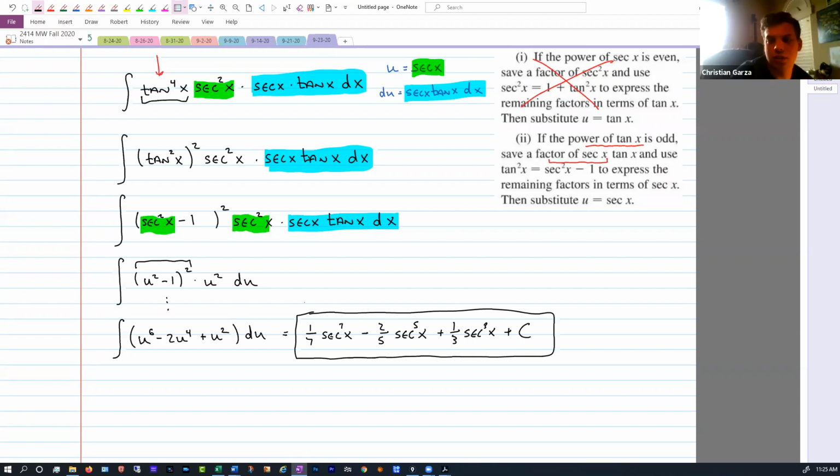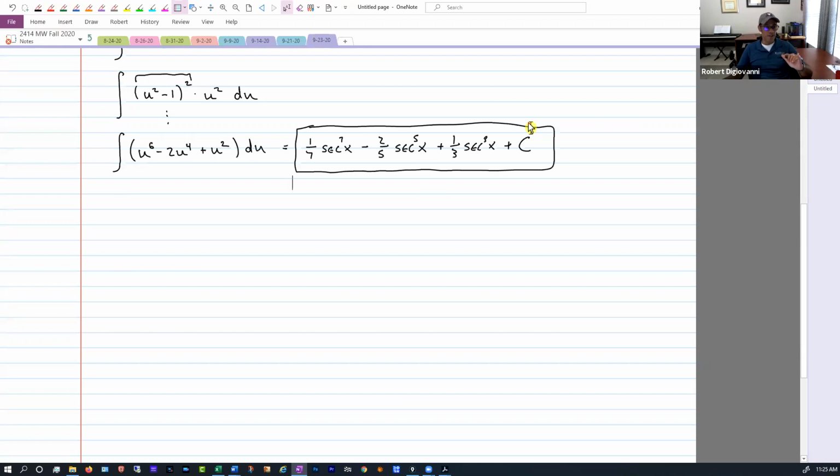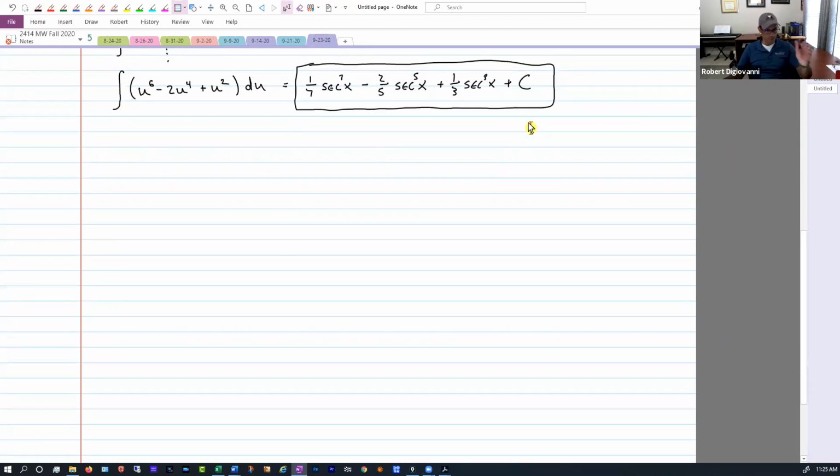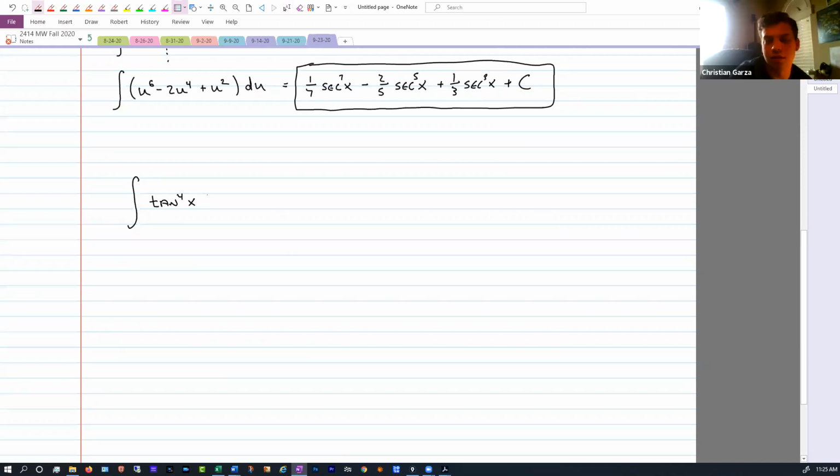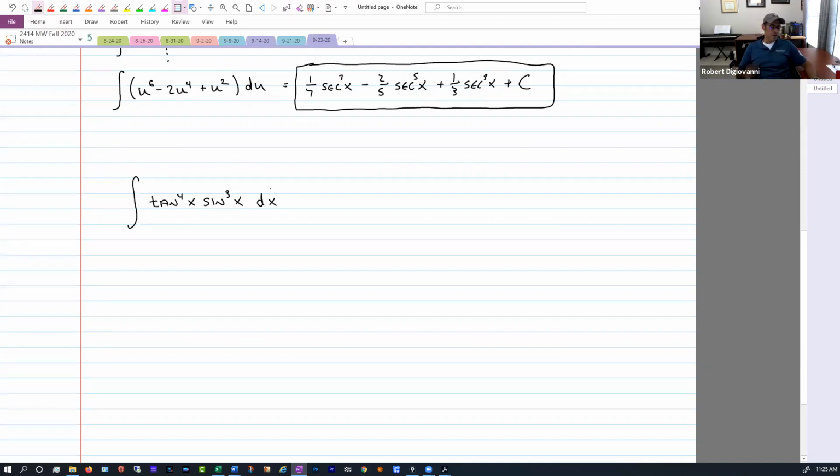What would we do if we had not just tangent and secant together? What if it was like tangent to the 4th x times sine cubed x? Okay, let me preface this with, I'm not sure we'll even be able to do it, but let's just see, okay? You said, what if we had tangent to the 4th x times what? Sine cubed x. Great question. I'm glad you brought this up because you're actually addressing something I was about to tell you all, which is if you get a trig integral, which this obviously is a trig integral, that does not appear to fit into one of those categories.